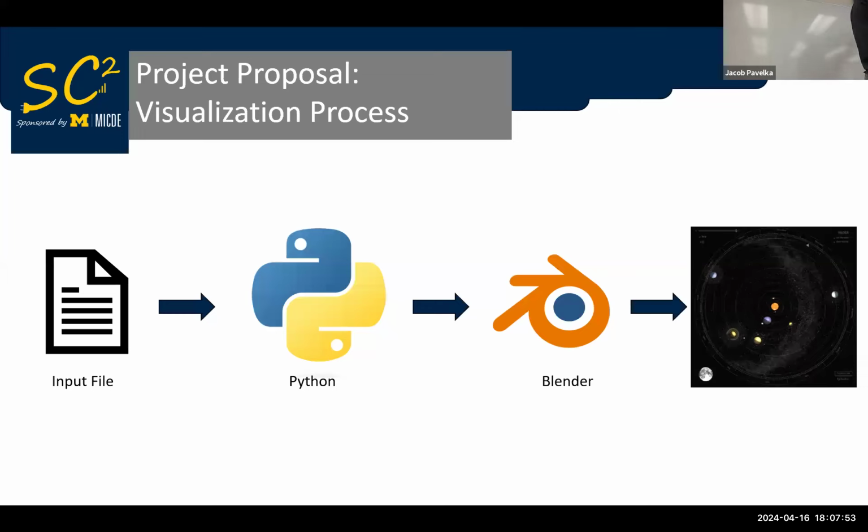So the plan is to develop a standard input file that our program would expect to receive. In terms of rigid bodies, it would probably be the shape definitions for the rigid bodies, their positions through time, and stuff like that. Then we would develop the Python script to process that data and convert it to a suitable format to give to Blender. Then using Blender, we could generate nice animations like this solar system here.